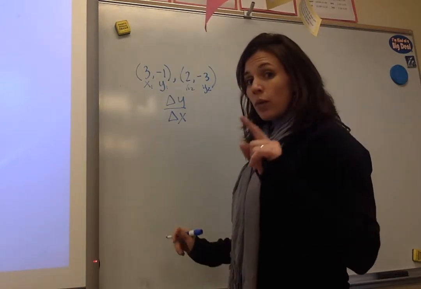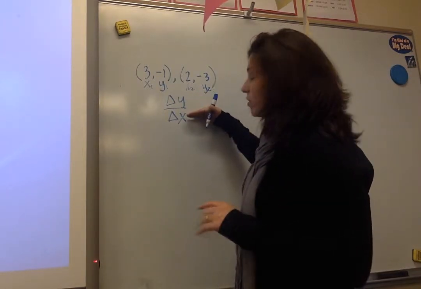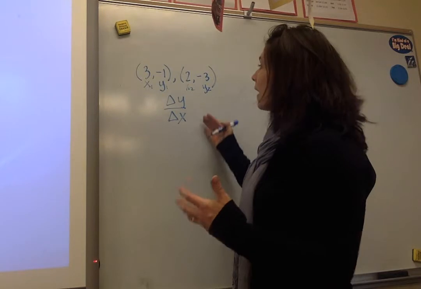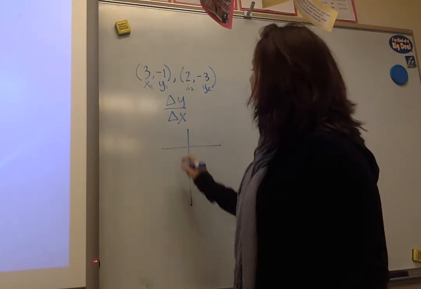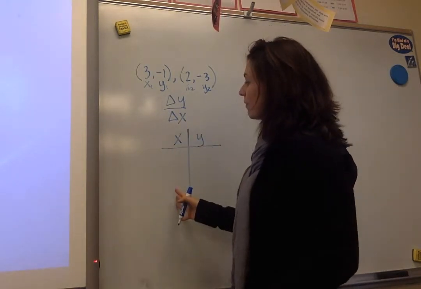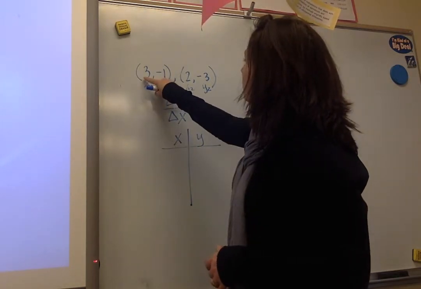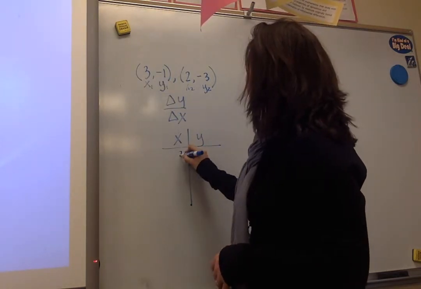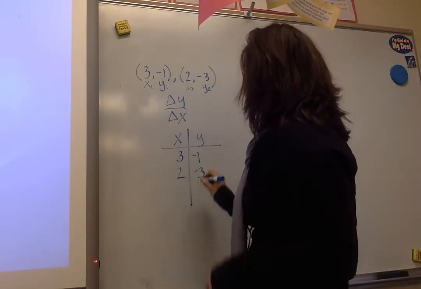Remember, slope in one word is a ratio, and it compares change in y over change in x. So we looked at it as a formula. Now I'm going to look at it as a table. We already know how to change ordered pairs into a table. So my left side is x, my right side is y. We did this last unit. So here I'm going to plug these ordered pairs into my table, and I get 3, -1. And here I get 2, -3.